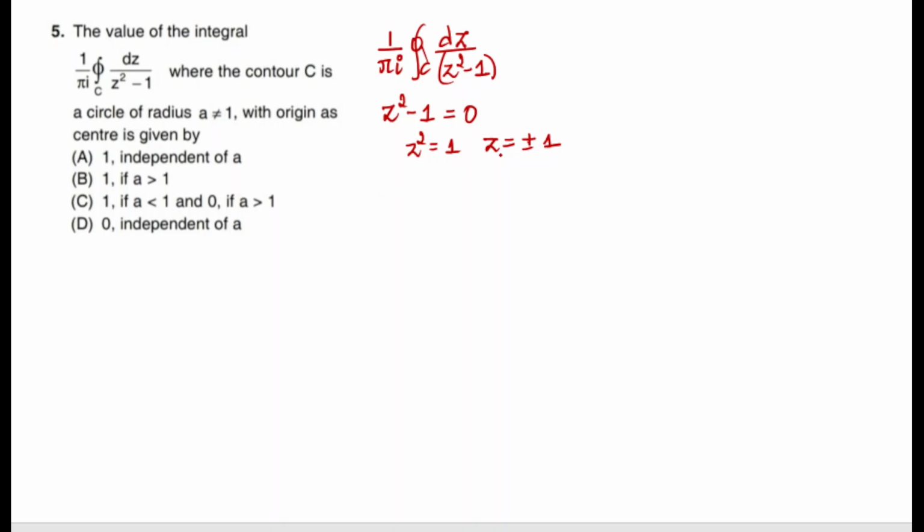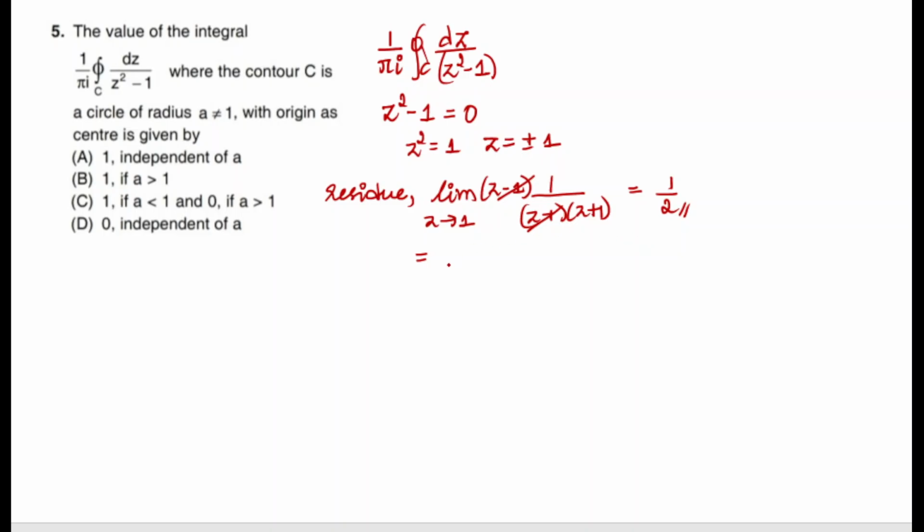Now z equal to 1, what is the residue? Residue we will find. For z equal to 1, we must find the residue, that is limit of z tends to 1, z minus 1 into f of z. F of z I can write as z minus 1 into z plus 1, right? So z minus 1, z minus 1 get cancelled. After applying the limits, z tends to 1, it will be 1 divided by 2, the solution we are getting.